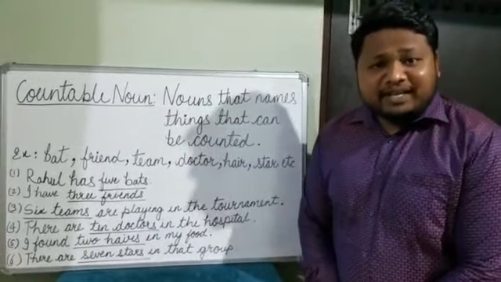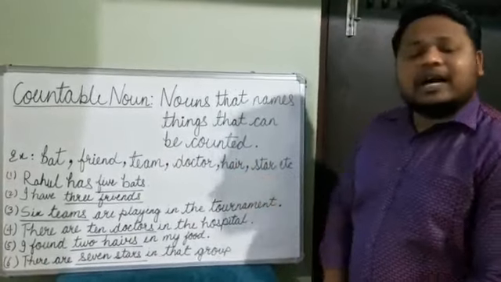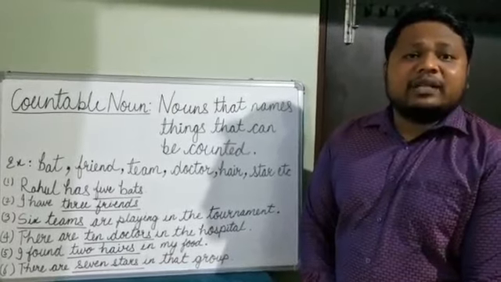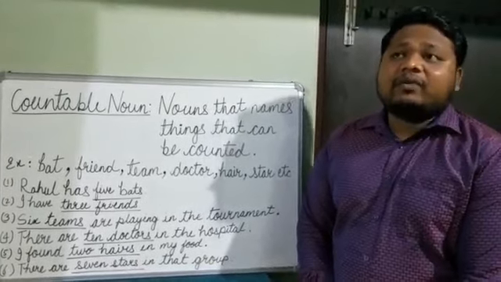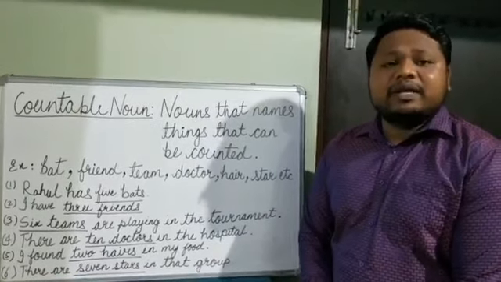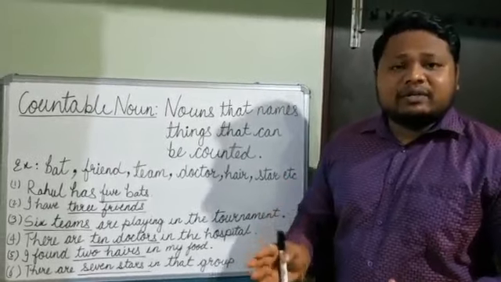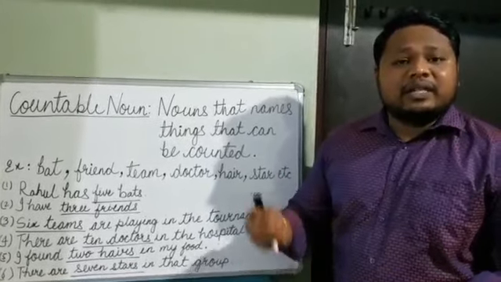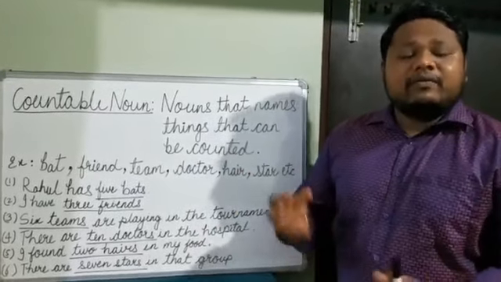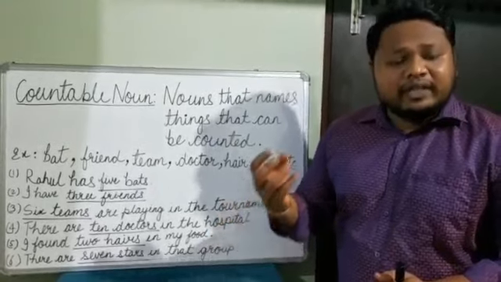Now you must be thinking, students, how hairs or stars can be a countable noun. We cannot count the number of hairs in our head, or the number of stars in the universe. So how could it be a countable noun? Children, countable noun is not about whether we can count the number of that particular thing or not. It is about whether we can define that particular thing in form of numbers.